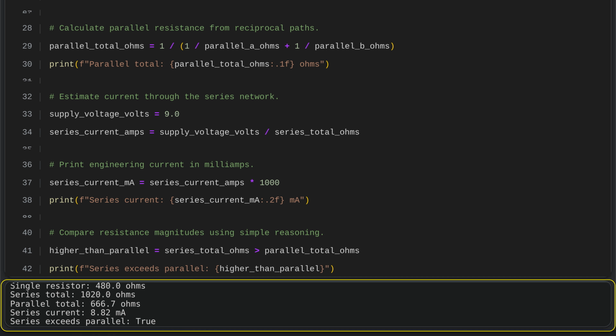This script applies Ohm's law and basic resistance rules to simple circuits. It finds that 12 volts and 25 milliamps correspond to 480 ohms, then compares a series network totaling 1020 ohms with a parallel pair totaling about 666.7 ohms. With a 9-volt supply, the series circuit draws about 8.82 milliamps. Overall, the example shows that series connections increase total resistance, while parallel connections reduce it and allow more current to flow.